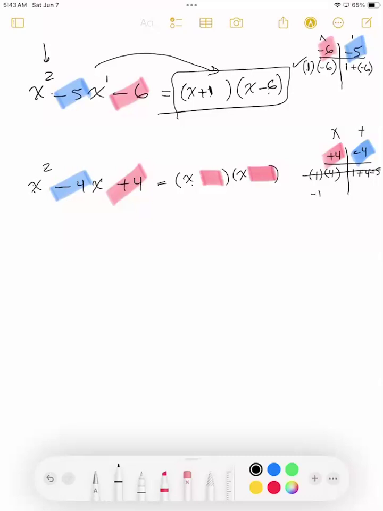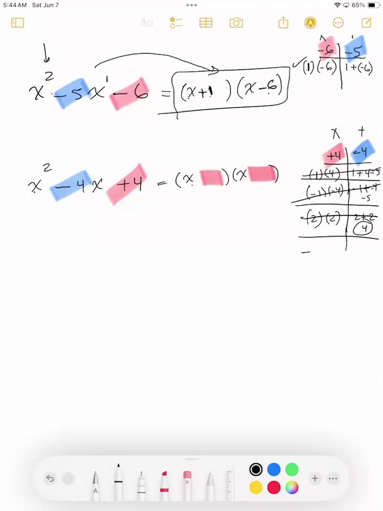How about if I go with negative 1 and negative 4? Because negative times negative is positive 4. But when I add them, I get -5, and these are not it. I keep going. How about if I go with 2 and 2? 2 times 2 is 4, but 2 plus 2 is +4, and I'm looking for -4. So these are not it.